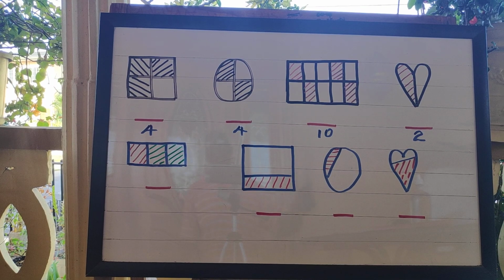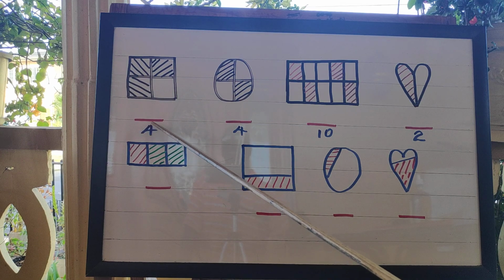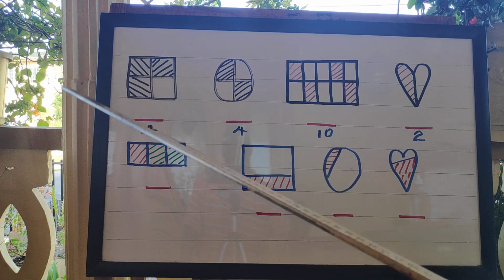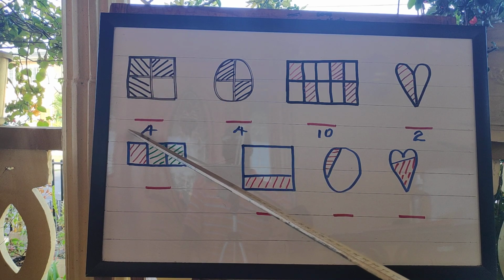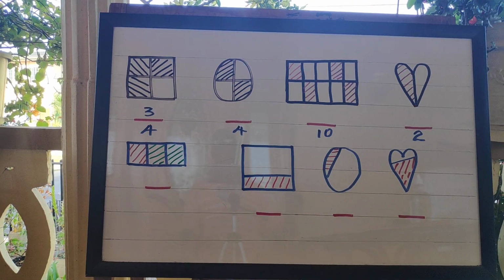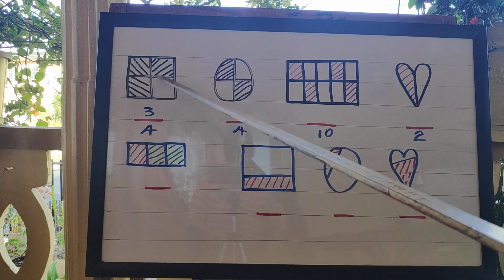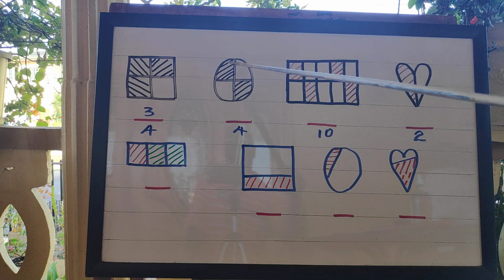Right. So let's see now if we can decide what fraction is shaded. We have 4 equal parts. How many parts are shaded or selected? 1, 2, 3. So it will be 3 out of 4 equal parts. So let's write that. Right? 3 quarters, since the whole is divided into 4 equal parts, which are quarters. Right? 3 quarters. Let's go to the next one.